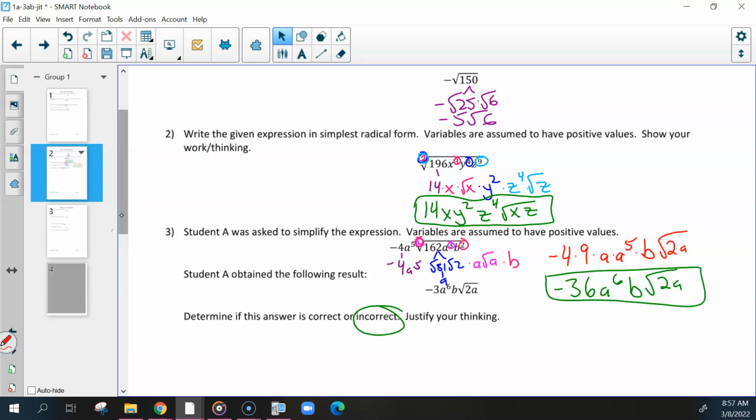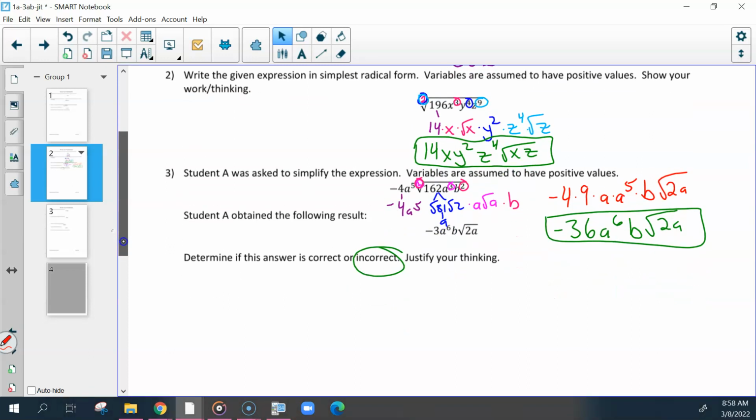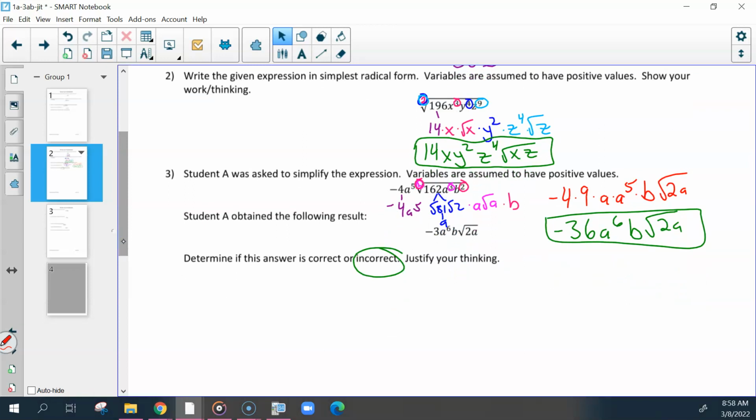Number 3. I'm going to talk through this, and then there's a piece that's kind of new information. As we start to simplify this, I don't know what this person did, but it was incorrect. As you start to simplify 162, you can break it down to 81 and 2. So that would be 9 times the square root of 2. Maybe they took the square root of 9 again, and that's how they got the 3, but then they didn't multiply it by the negative 4. I don't know. They did something wrong there. I'll come back to that.